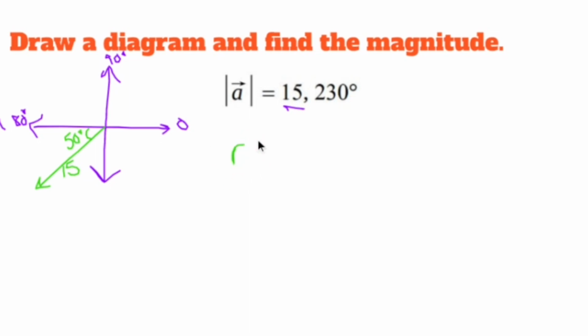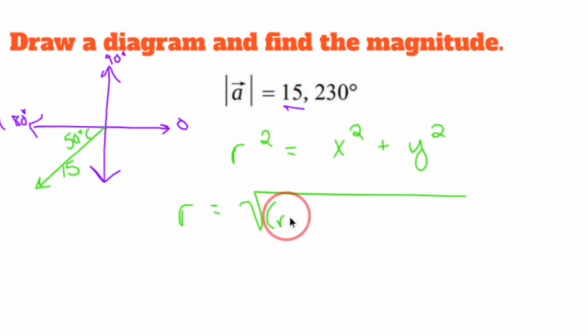I know r squared is going to equal x squared plus y squared, which means r is going to equal the square root of x squared plus y squared. x is the same as r cos theta, r cos theta, not rose theta. That would be a prickly mistake. Squared. Plus r sin theta squared.